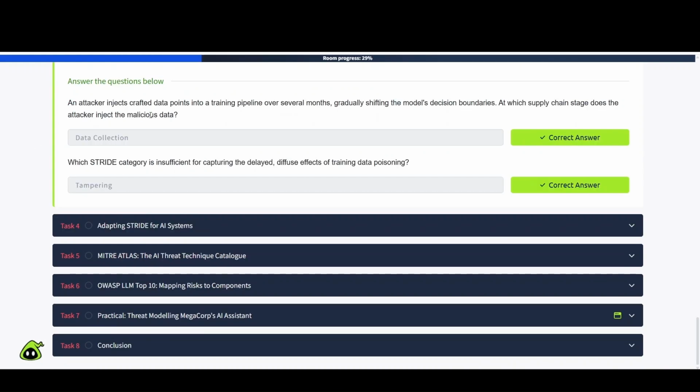An attacker injects crafted data points into a training pipeline over several months, gradually shifting the model's decision boundaries. At which supply chain stage does the attacker inject the malicious data? That's going to be the data collection stage. Which STRIDE category is insufficient for capturing the delayed, diffuse effects of training data poisoning? That's going to be tampering.